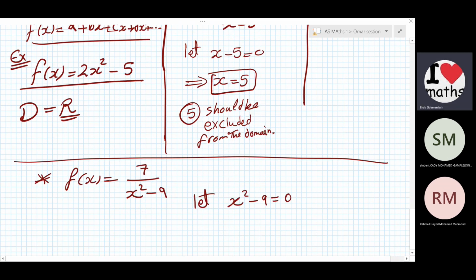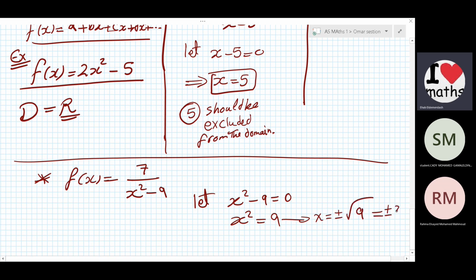If x squared minus 9 is equal to 0, that makes x squared equal to 9, which means x itself will be plus or minus root 9, which is plus or minus 3, which should be excluded from the domain. So I will not exclude only the 3. I have to exclude the 3 and negative 3.